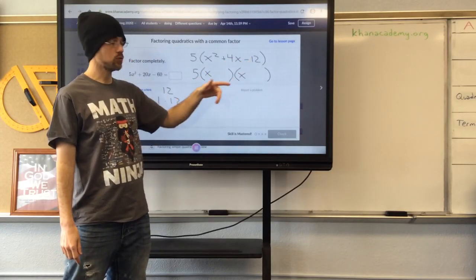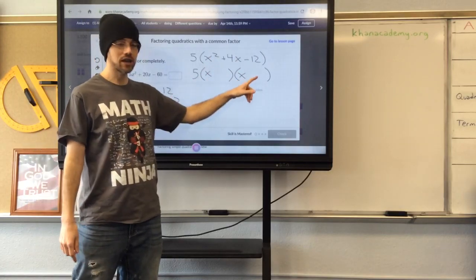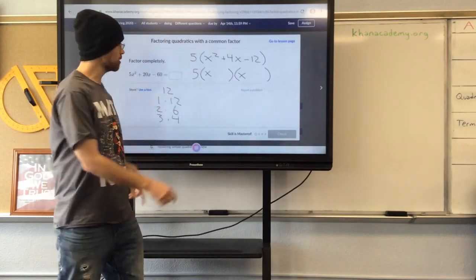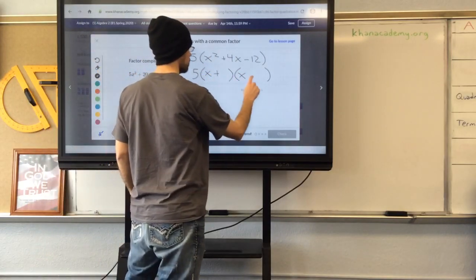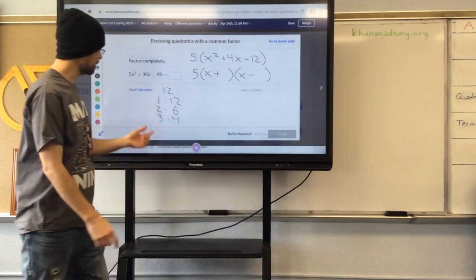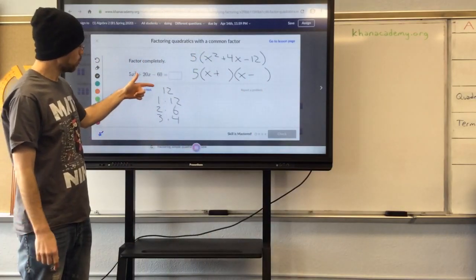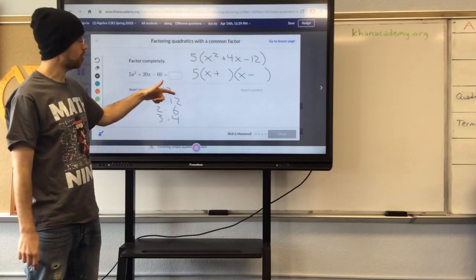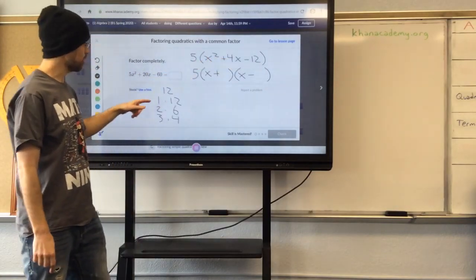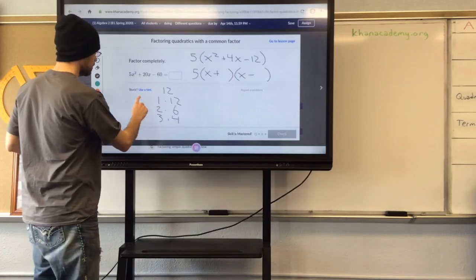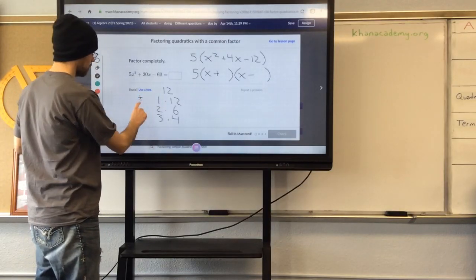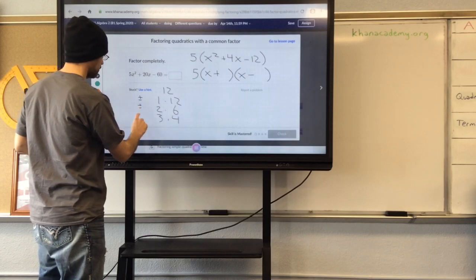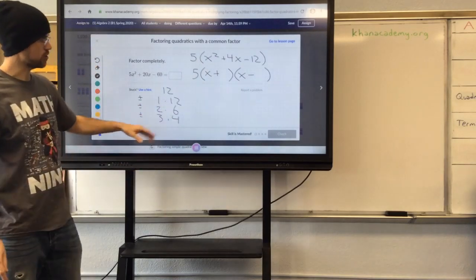We're getting a negative constant, which means we had to multiply a positive times a negative, or a negative times a positive. Okay? So positive times a negative. That means it could be 1 times negative 12, or negative 1 times 12. That would give us negative 12. So each of these is plus or minus, plus or minus, plus or minus.